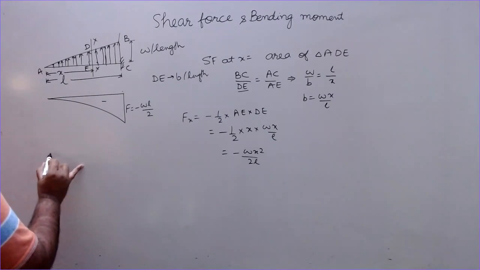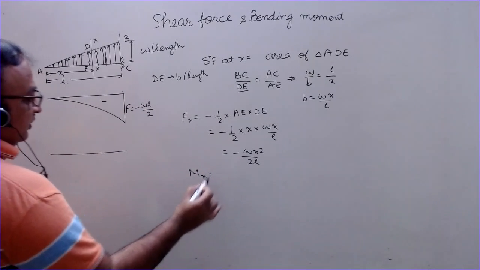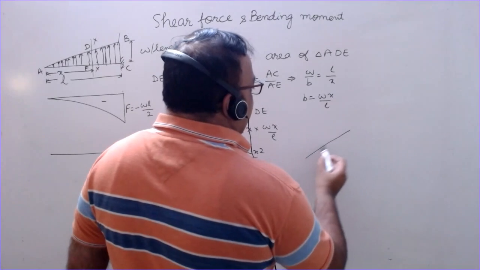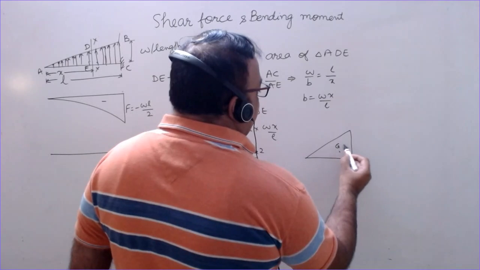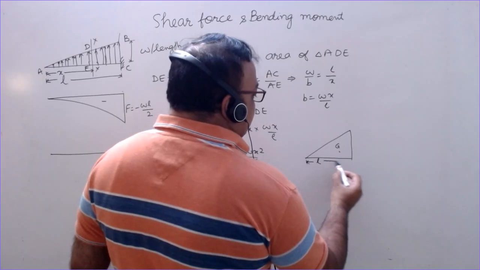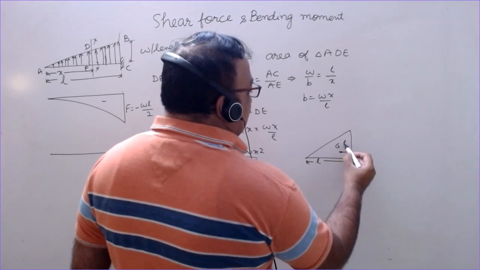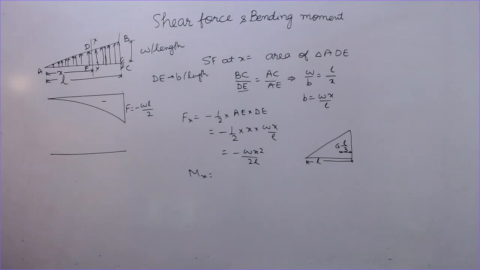Now the bending moment, Mx, the moment of this shear force about this section. Now we know that in case of a right angle triangle, this is the center of gravity or center of mass of the triangle. This length is L. So this point G is lying at a distance of L by 3 from the perpendicular, and from the free end this will be equal to 2L by 3.